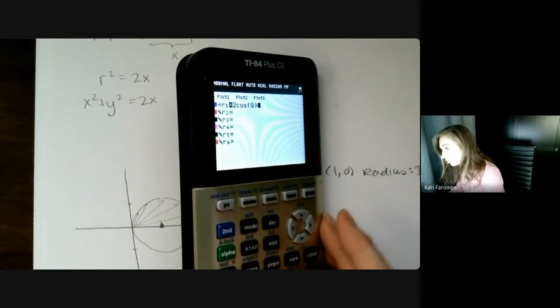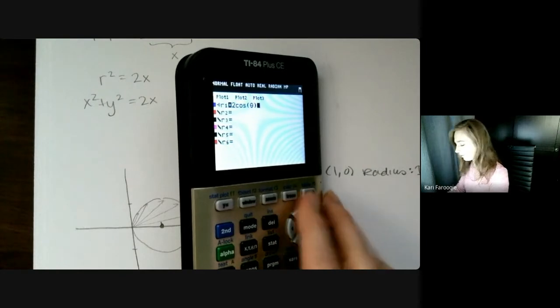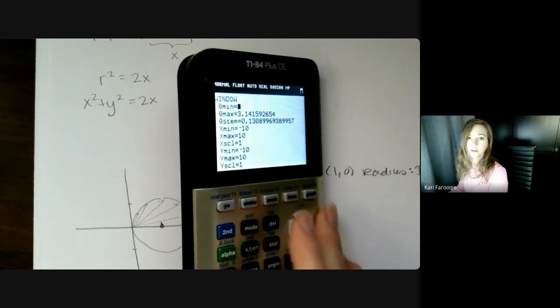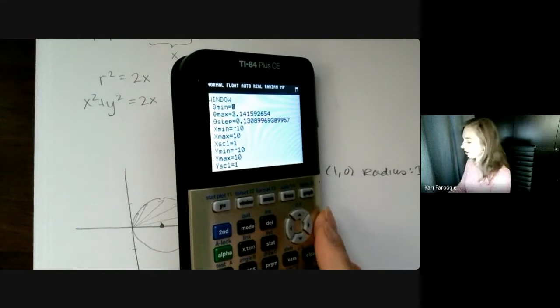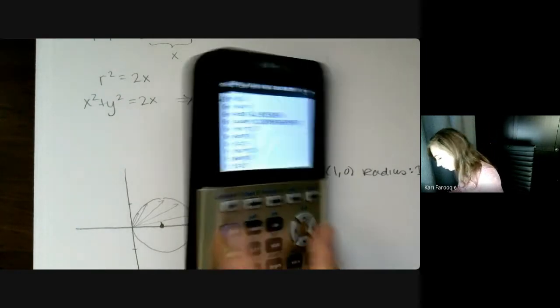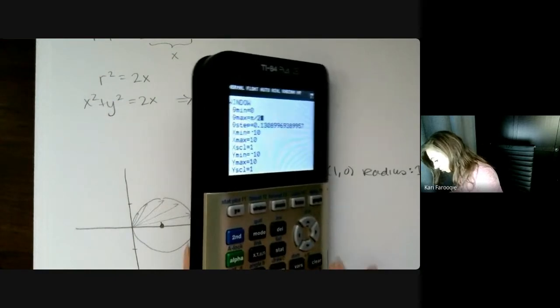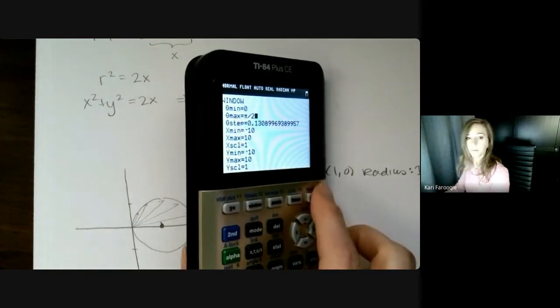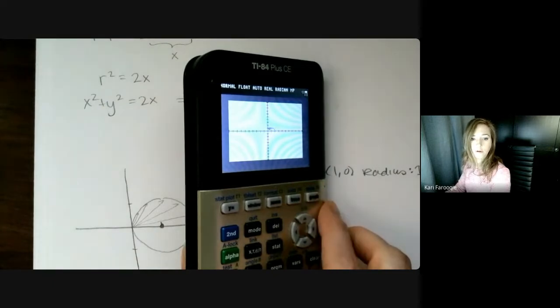There it is, 2 cosine theta. I want to change my window, mostly just for demonstrative purposes, from 0 to pi over 2. So I'm going to take my angle up to pi over 2, and I want to show you what happens. Graph. Only the top of a circle.